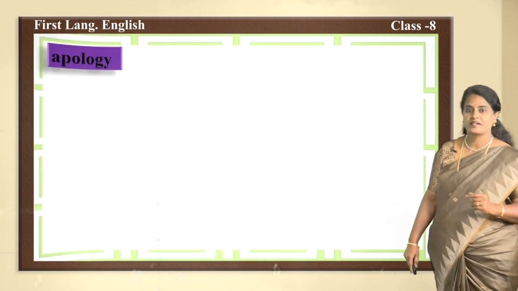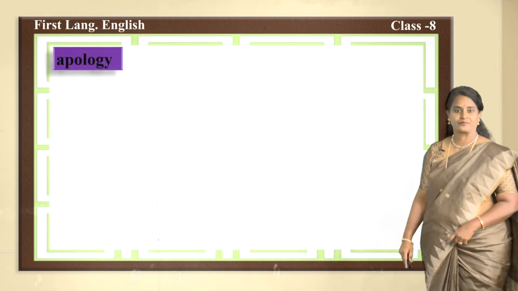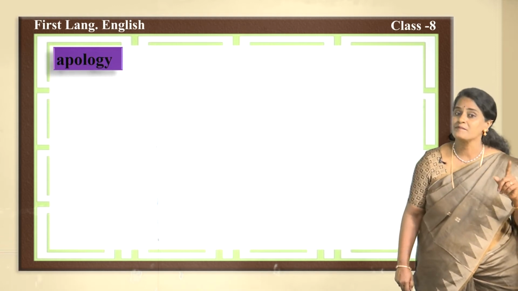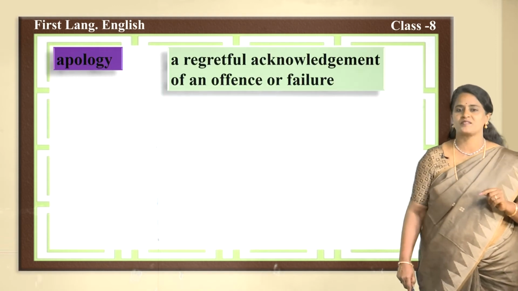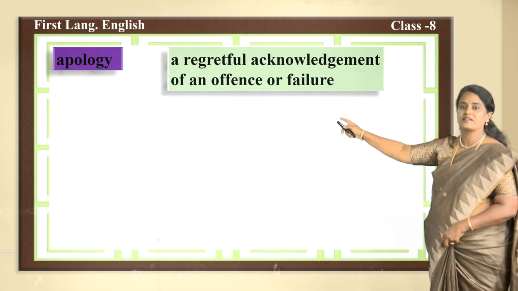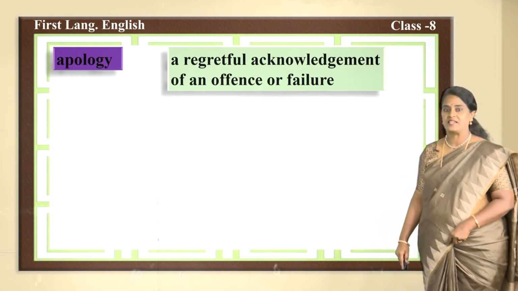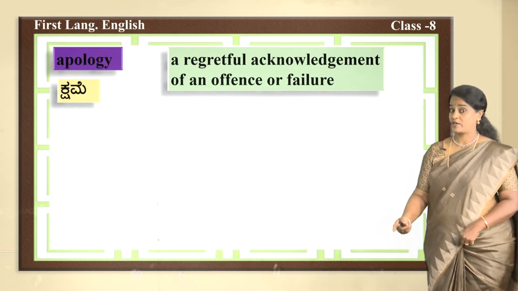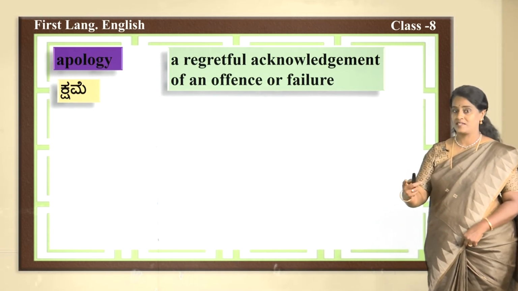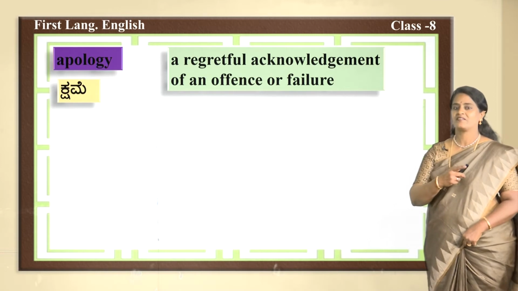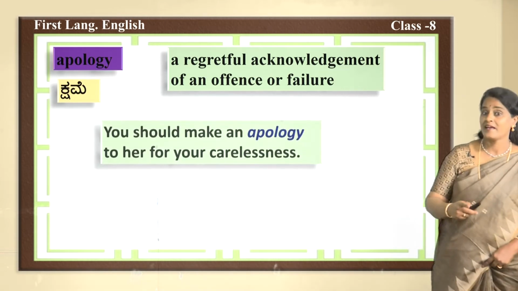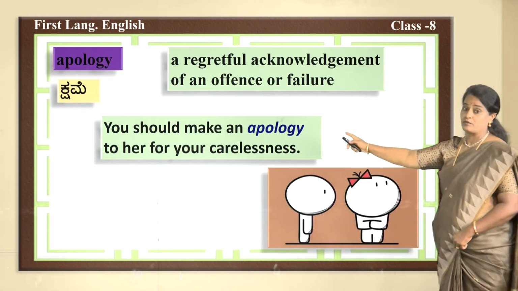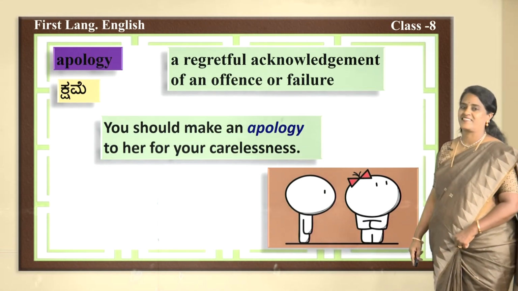And the next one is apology. Do we apologize when we make some mistake? And what does apology mean? A regretful acknowledgement of an offense or failure. Sorry kelteevi. That means apology. And you have a sentence. You should make an apology to her for your carelessness.